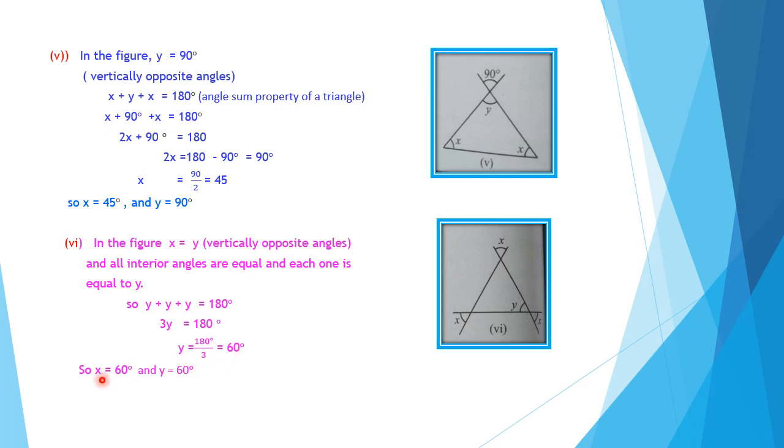So we get x as 60 degrees and y is also 60 degrees, because in our figure x and y are equal in measurement, because they are vertically opposite angles. Okay children, I think you understood how to solve these questions, right?